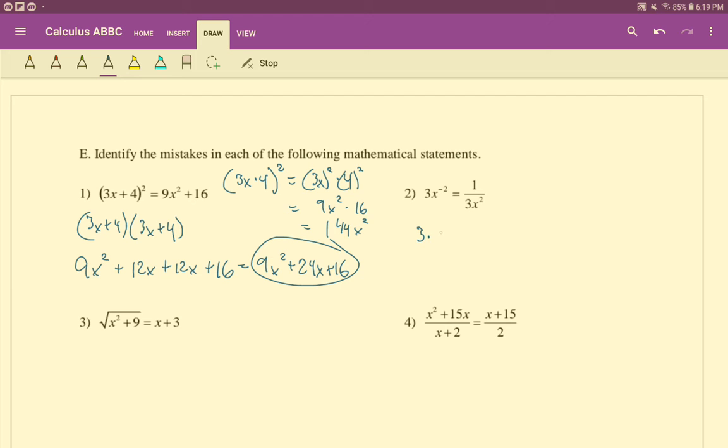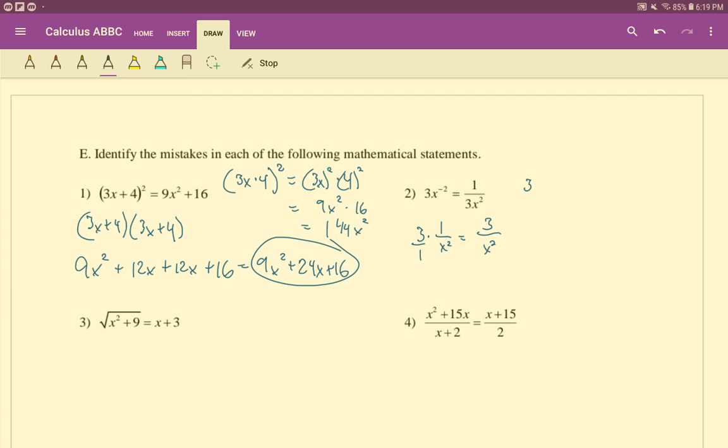So it's going to be 3 times 1 over x squared like this, or if you like, 3 over x squared like so. Okay, because again, this is really 3 over 1, so it'll be 3 times the 1, and the 1 times the x squared. Okay.